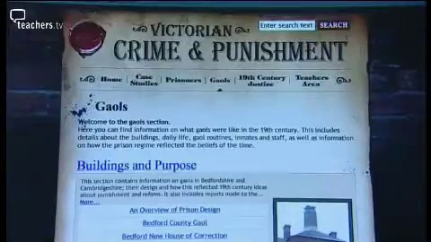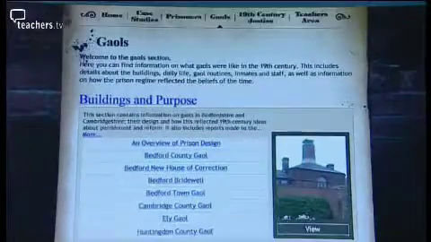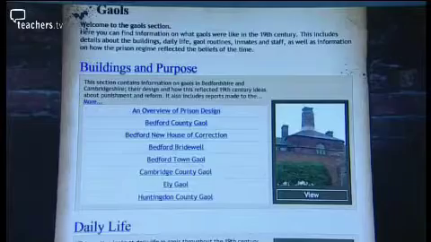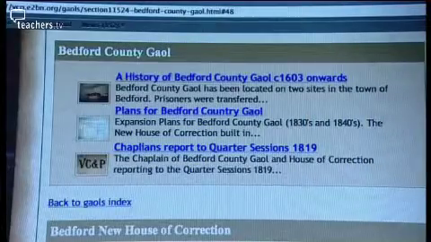OK, let's move on to Alf's third choice of resource for us today, and it's a website called Victorian Crime and Punishment. Alf, we've got it here on the laptop. Talk us through this resource. Well, it's a huge database of prisoners from most of the 19th century, from 3 prisons, from Bedford Prison, from Cambridge Prison and from Huntingdon Prison.